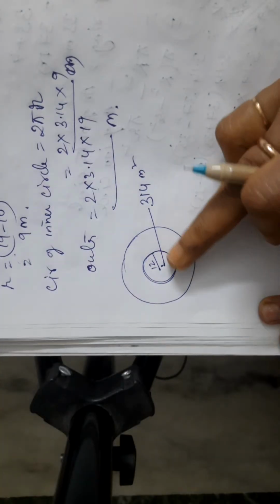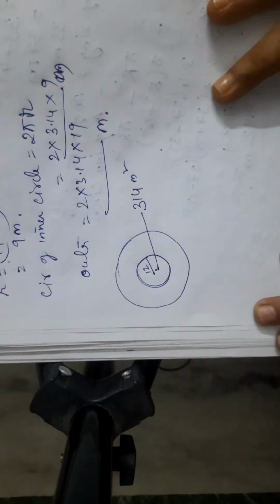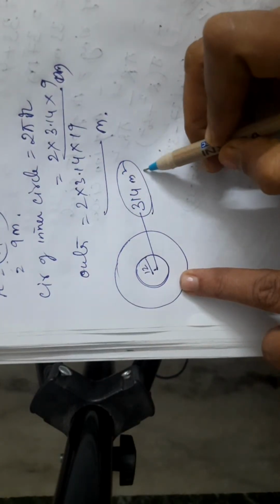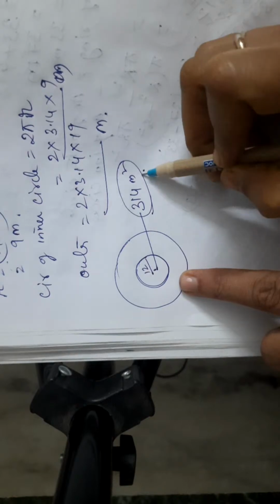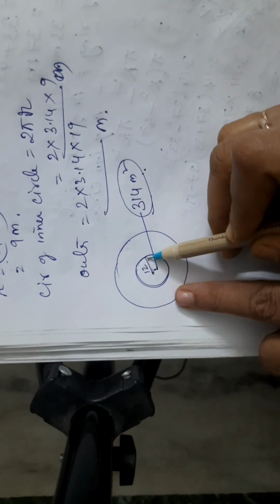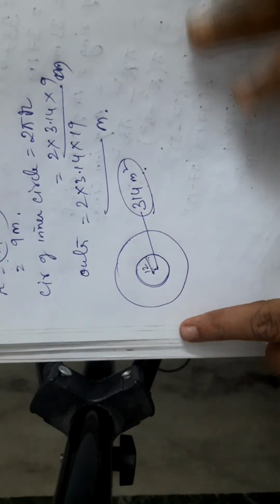So they're asking, will it be able to cover the whole park? For that, we need to find out what is the radius for this given area. If it is more than 12, it will not cover the entire circle. If it is less than 12, the whole garden can be covered.